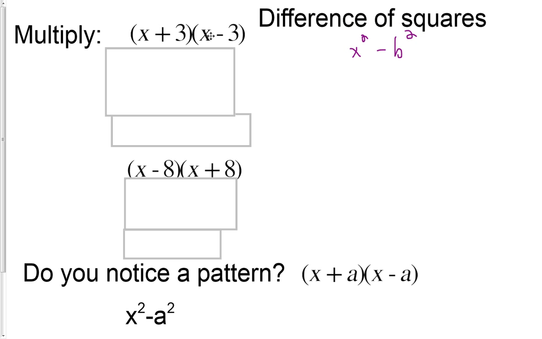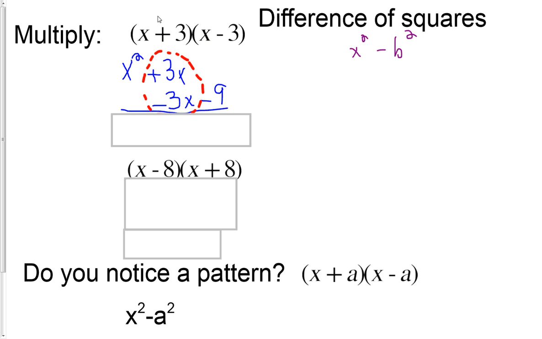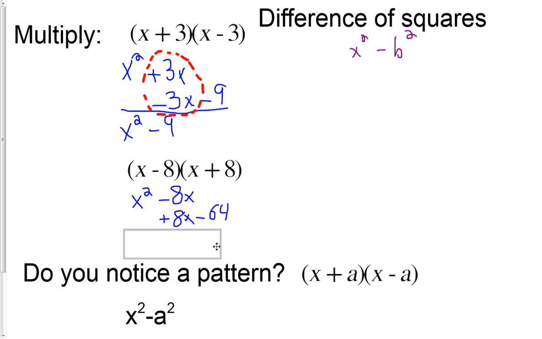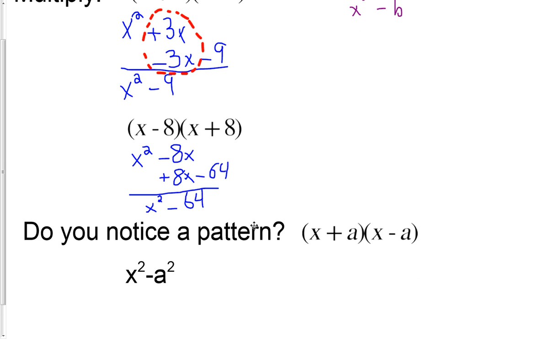So x plus 3 times x minus 3, FOILing it already for you, we get x squared minus 3x plus 3x, I goofed my order on here, minus 9. The plus 3x and minus 3x in the middle will cancel, and we get x squared minus 9. Over here, x times x is x squared, x times 8 is 8x, negative 8 times x is minus 8x, again I goofed up the order, negative 8 times plus 8 is minus 64, to get x squared minus 64, and our pattern is x squared minus a squared.